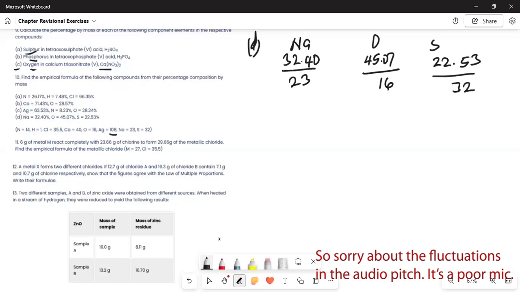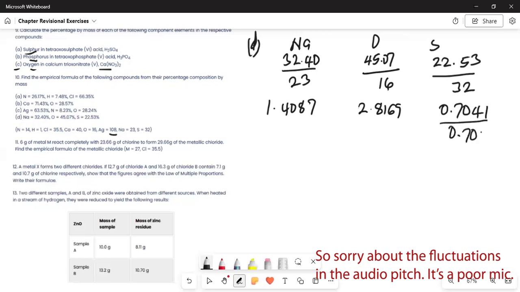To get the mole ratio, you have to divide each percentage composition by mass by the relative atomic mass of the element in question. And so 32.40 divided by 23 is 1.4087. And then 45.07 divided by 16 is 2.8169. 22.53 divided by 32 is 0.7041. To get the ratio in which these elements combine in this compound, we have to identify the smallest number here and use it to divide through.